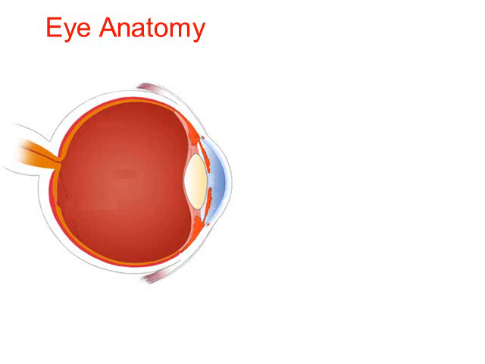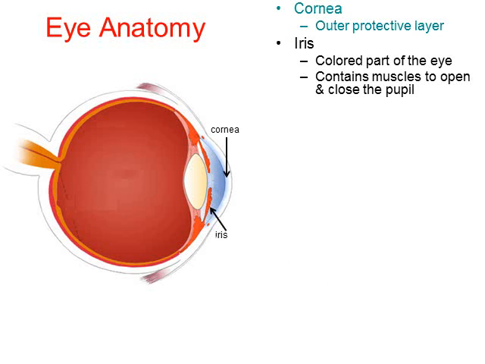So let's begin with the sense of sight. So let's look at the anatomy of an eye first of all. Let's start from the outside and work our way in. So the outer covering, the outer protective layer of the eye is simply called the cornea. It's clear and allows light to pass through, of course.